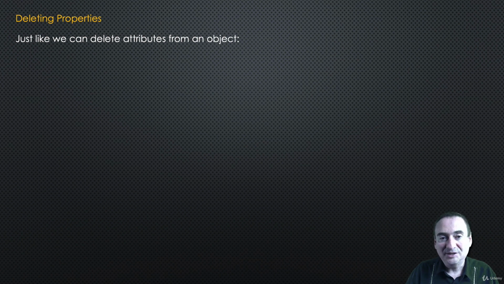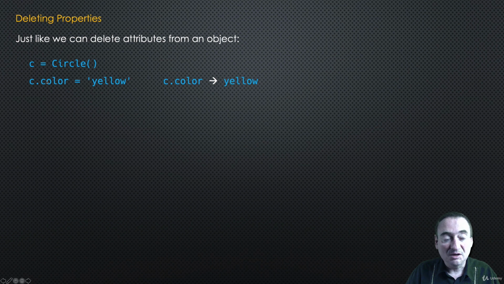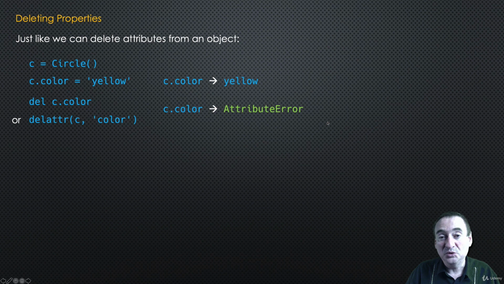So we can delete attributes from objects, right? If c, let's say, is an instance of the circle class, we can set the color attribute to yellow, right? And then we can read the attribute back from the instance, because now color is going to be in our instance dictionary, right? And we can delete that from the instance dictionary. We can either use the del keyword, or we can use the delattr function, the delete attribute function. And in both cases, once we've executed this code, if we try and get color again, we're going to get an attribute error because color doesn't exist in the instance.